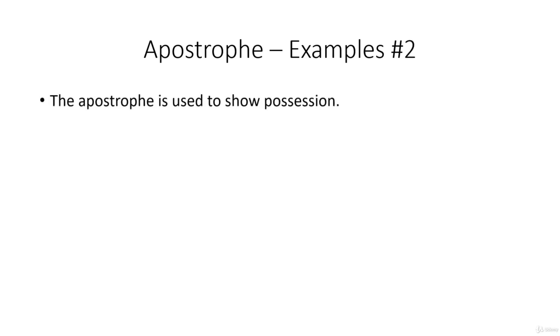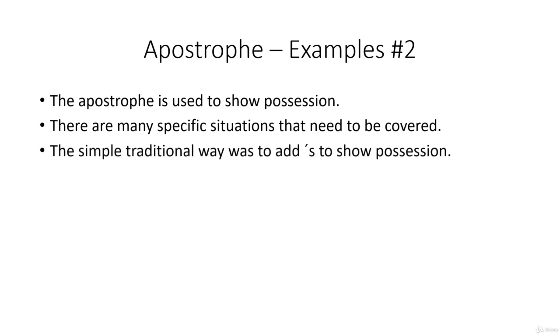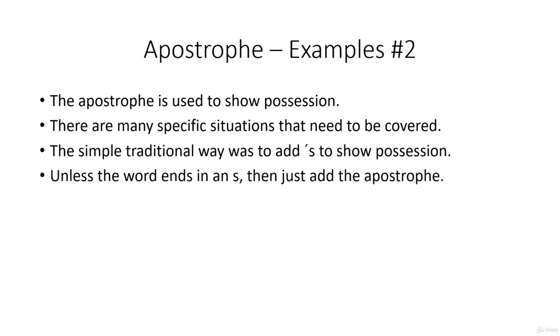The other case where we use the apostrophe commonly is when we're showing possession. So there are many specific situations that we need to cover. Simple traditional method just says you add apostrophe S when you want to show possession. Now if the word ends in an S, we don't add apostrophe S, we just add the apostrophe. So that is Paul's comic. So Paul apostrophe S, we would write, but we say Paul's. And we mean this is the comic that belongs to Paul.